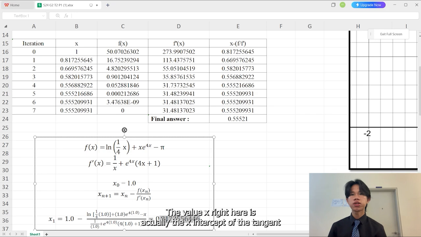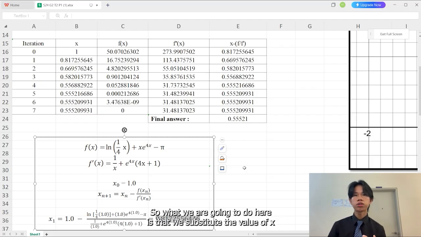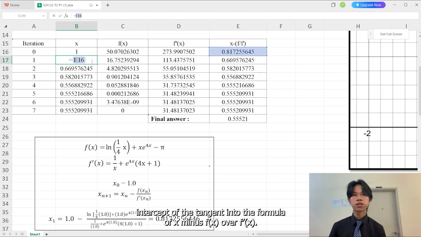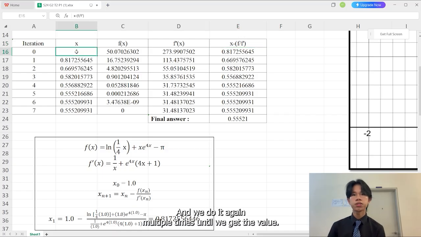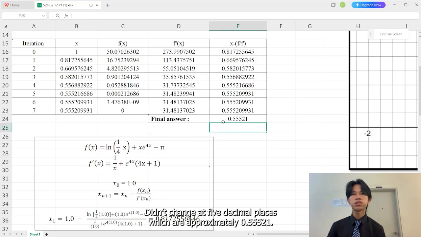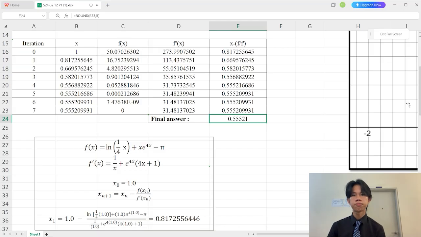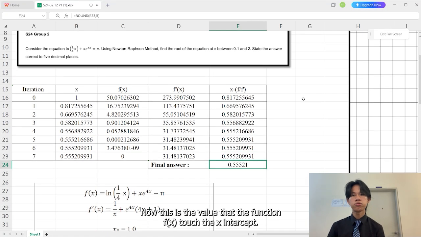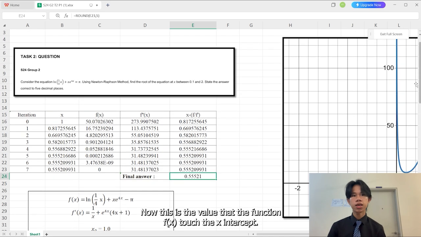The value x right here is actually the x-intercept of the tangent that touches the function at x equal to 1. So what we are going to do here is substitute the value of the x-intercept of the tangent into the formula of x minus f of x over f prime of x. And we do it again multiple times until we get a value that doesn't change in 5 decimal places, which is approximately 0.5521. Now this is the value where the function f(x) touches the x-axis.